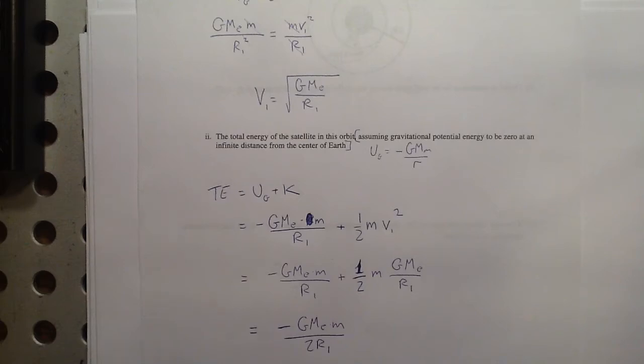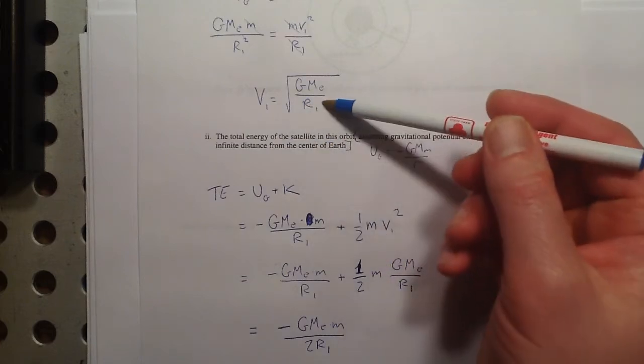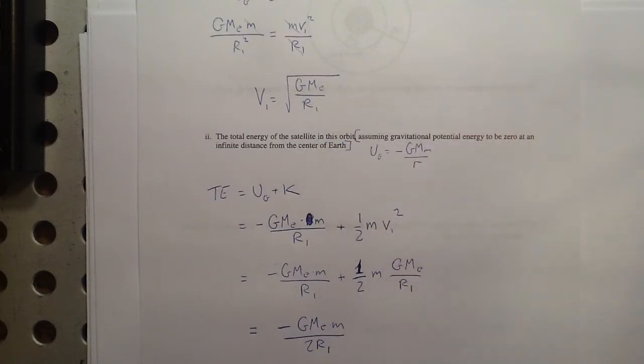You can't, although this is a circular orbit, you can't drop the GMM over 2R. That's not one of the equations on the sheet, so you've got to derive that. Once you have this, you just have to square it and it's right there. But you can't just drop that.